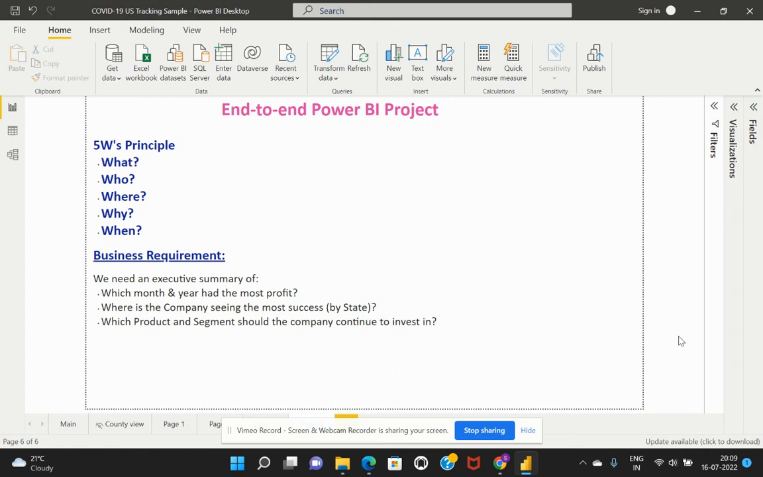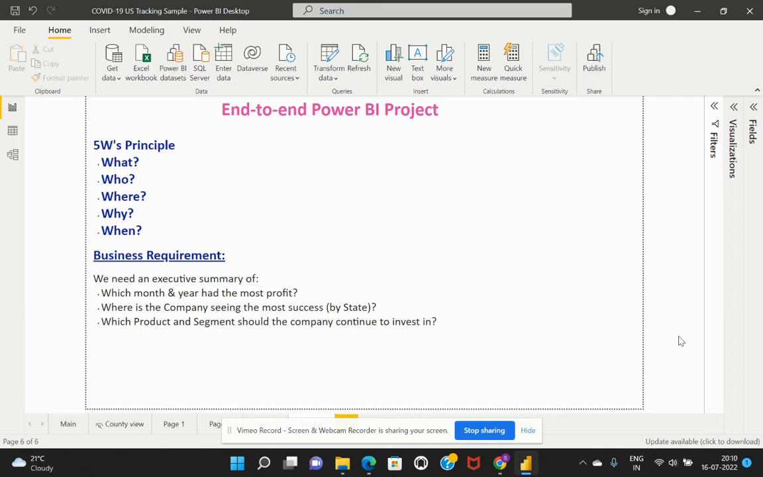Okay, once we have everything in place, these questions might be framed like this. For our example purpose, I've given some business requirements like this. The business might say they'd like to have an executive summary with the respective questions that need to be answered over the reports. So let's see one by one.